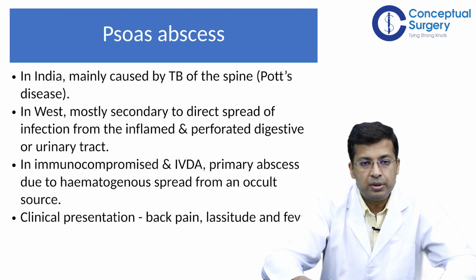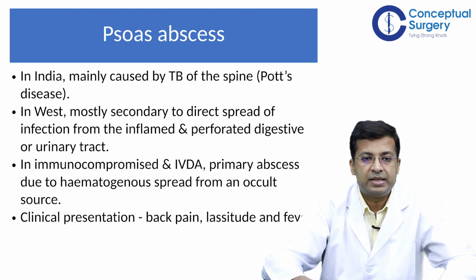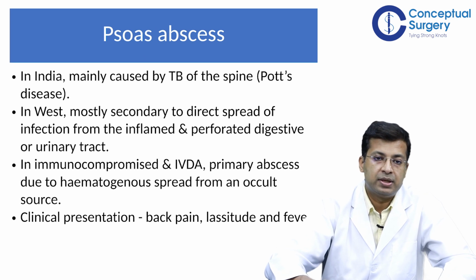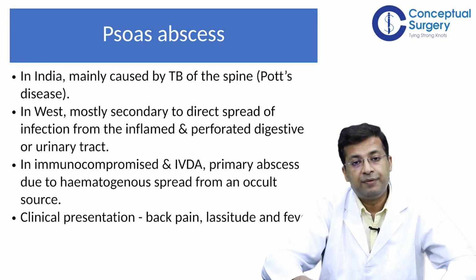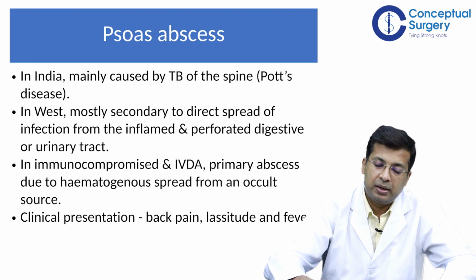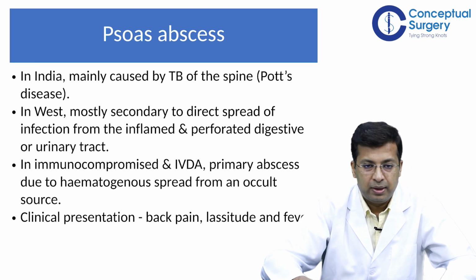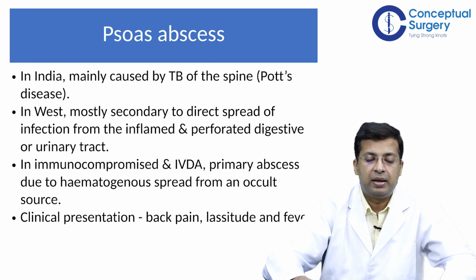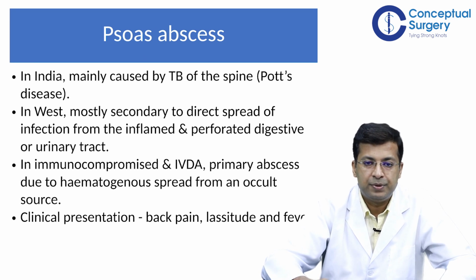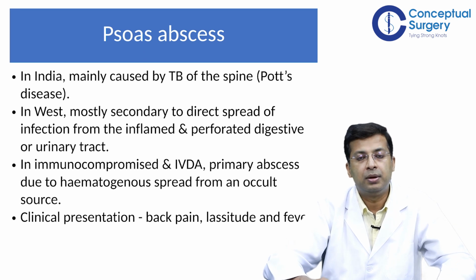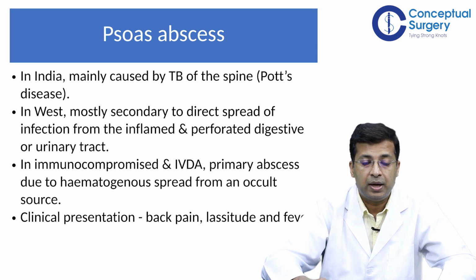Another related condition to the retroperitoneal abscess is psoas abscess, and in India it is mainly caused by tuberculosis of the spine, what is known as Pott's spine, whereas in the West it is mostly secondary to direct spread of infection from either the GI tract or the urinary tract. Especially in patients who are immunocompromised, like intravenous drug abusers or HIV positive patients, primary abscesses due to hematogenous spread from an occult source are the most common variety.